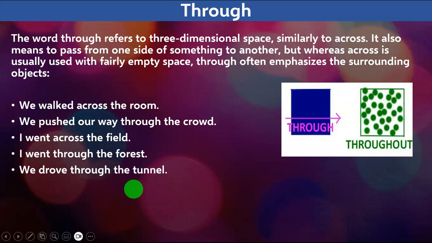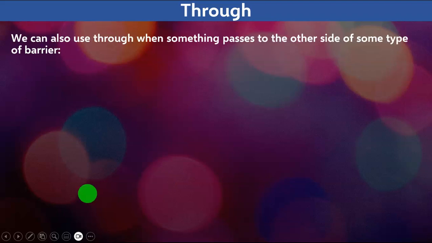Now let's continue. We drove through the tunnel, which means from one side of the tunnel to the other, right? Now let's continue with the word through. We can also use through when something passes to the other side of some type of barrier.